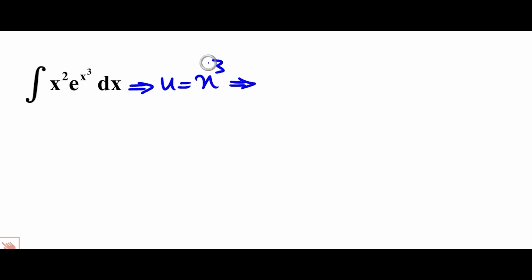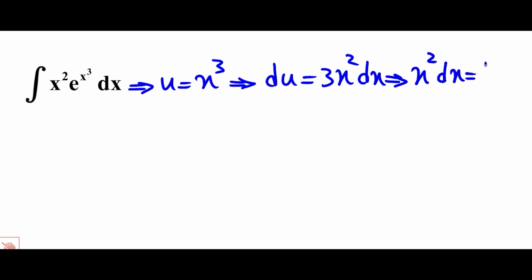Or the integral of x squared e to the x cubed dx. Let u equals x cubed. So if we take the derivative of both sides, we have du equals 3x squared dx, or x squared dx equals 1 over 3 du, right? Now we substitute into our integral.